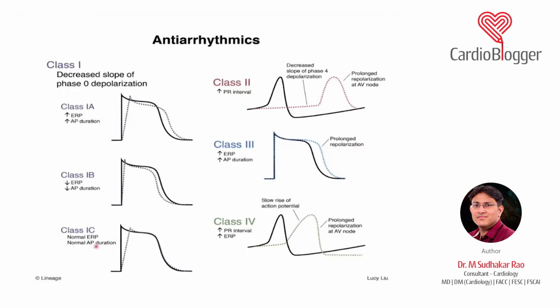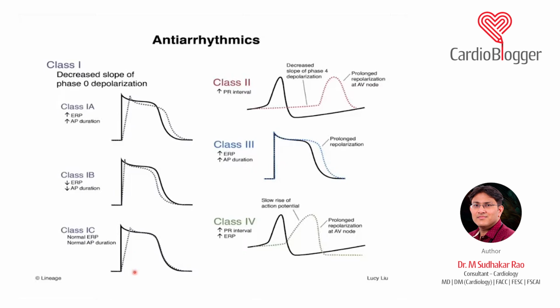Class 1C has no effect on the effective refractory period, and so it doesn't affect the action potential duration. So 1C drugs are usually neutral, and that is why we can safely give flecainide and propafenone in patients with atrial fibrillation. Now, because these drugs have an anticholinergic-like action, they can increase the heart rate suddenly. They do not have vagotonic action. That is why atrial fibrillation can turn into atrial flutter, ventricular fibrillation and all.